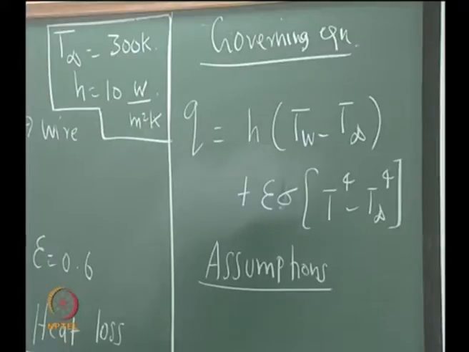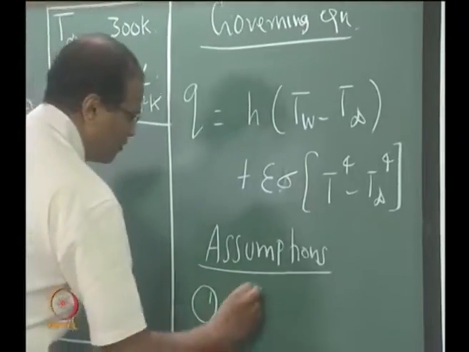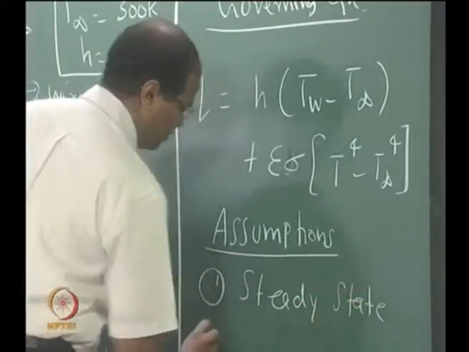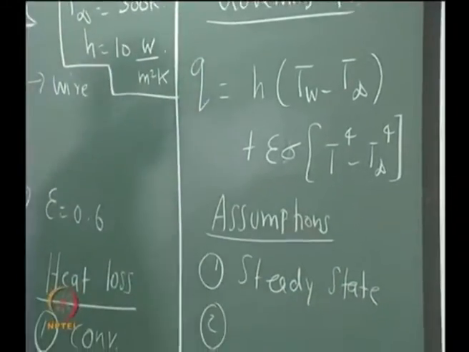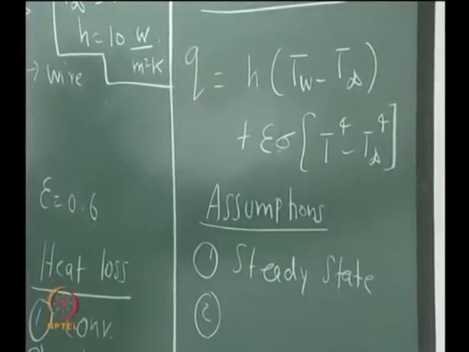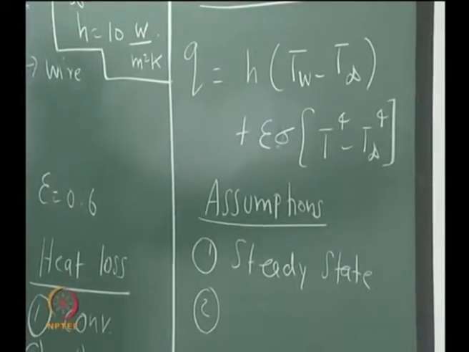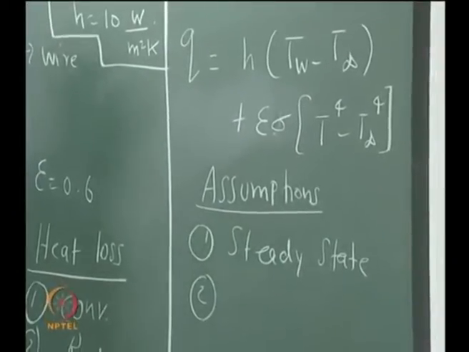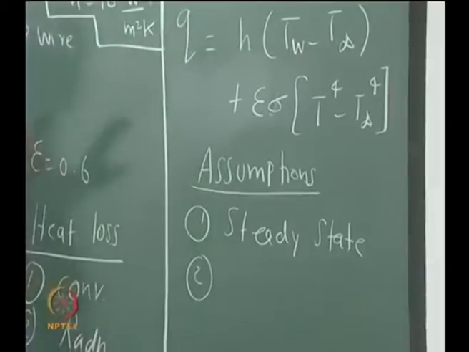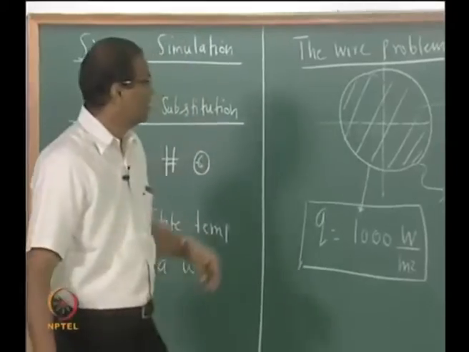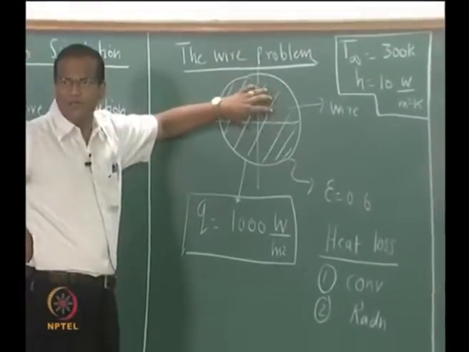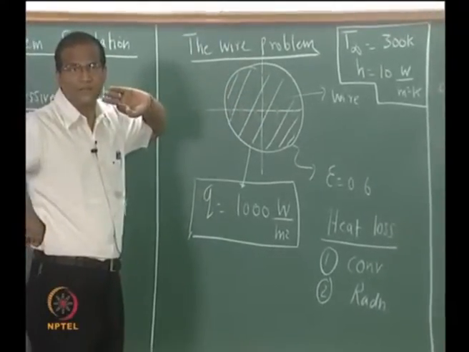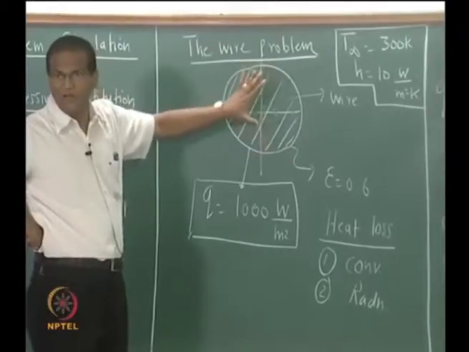Steady state is all right. Okay, steady state number 1. Then, Vinay, uniform wire temperature. The wire has uniform temperature. No temperature gradients within the wire, which is not really correct, because it is generating heat at the rate of so many watts per meter square. So where will the wire be the hottest? Center, but we are not considering all that.